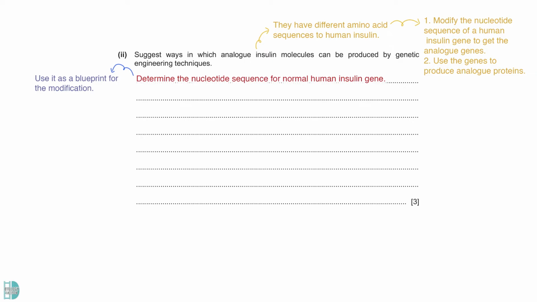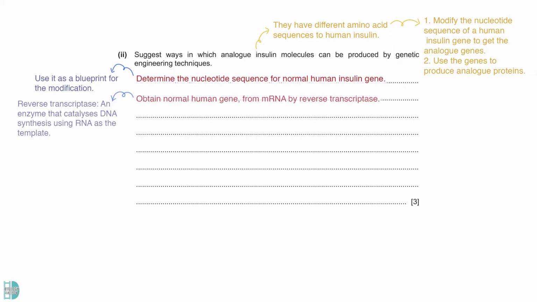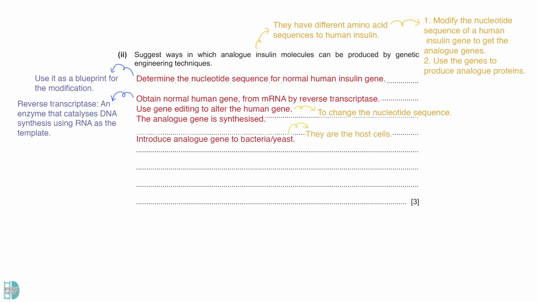Next, obtain insulin mRNA from a human cell. Then, use reverse transcriptase to synthesize human insulin cDNA. Reverse transcriptase is an enzyme that catalyzes DNA synthesis using RNA as the template. Gene editing is used to alter the nucleotide sequence of the human gene. This new modified gene is the analog gene. The analog gene will then be inserted into a host cell such as bacteria or yeast.